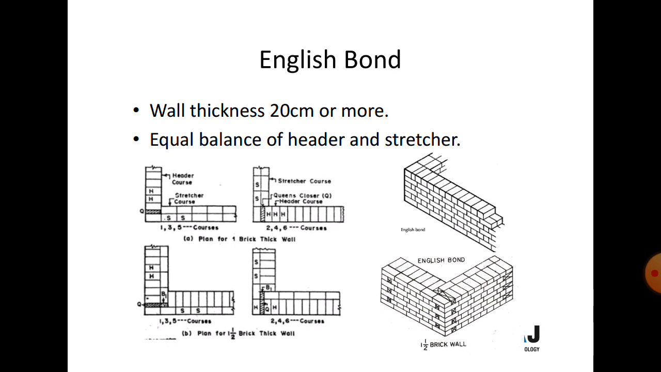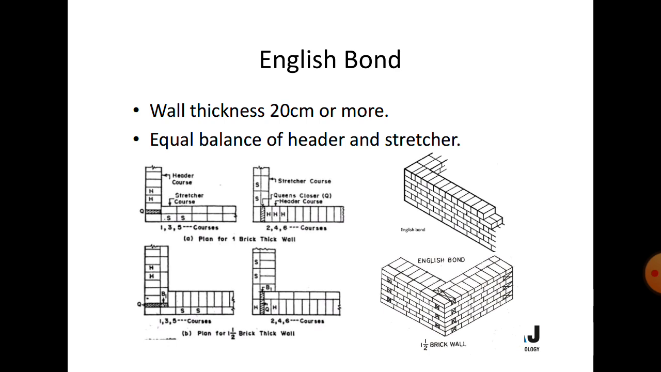So in the first course, or first layer, we put a stretcher, and above the first layer we put all the headers on the face side of the wall. After completion of the work, you see exactly the English bond, as in figure number 2.